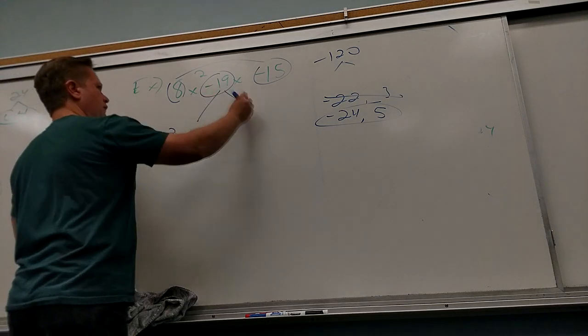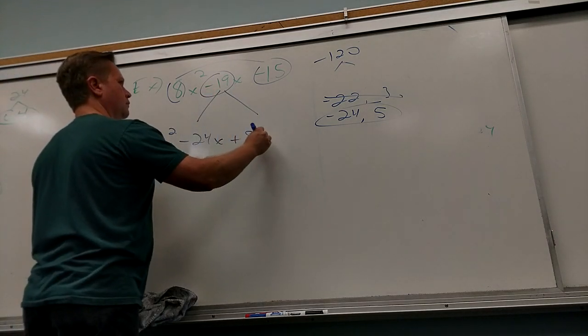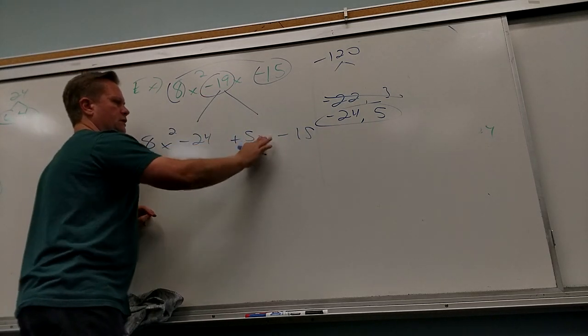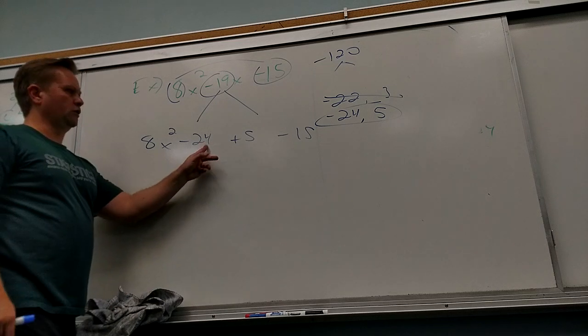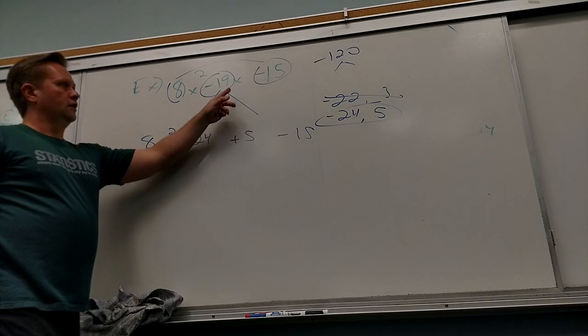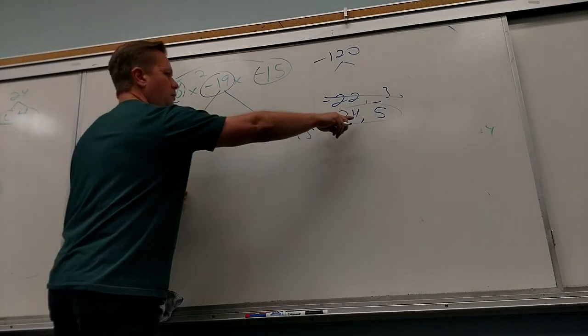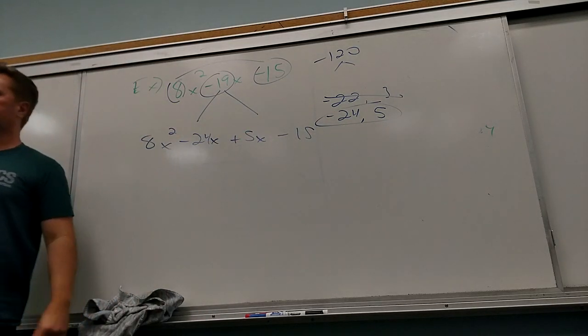So I'm going to break up negative 19 like this. Do you see how I'm not forgetting the x? Why would this not make any sense? What's negative 24 plus 5? It isn't negative 19x. So when you get those numbers, you're just finding coefficients.